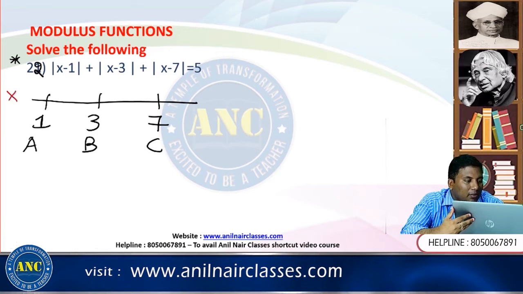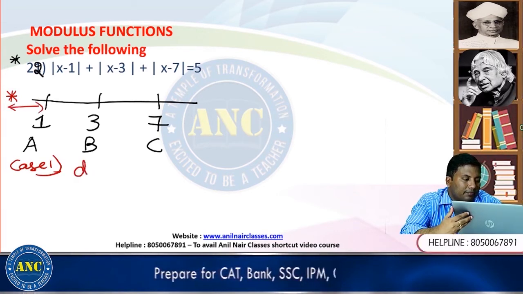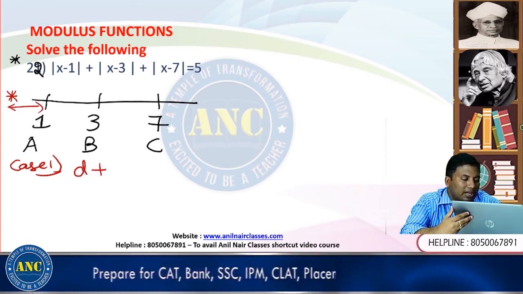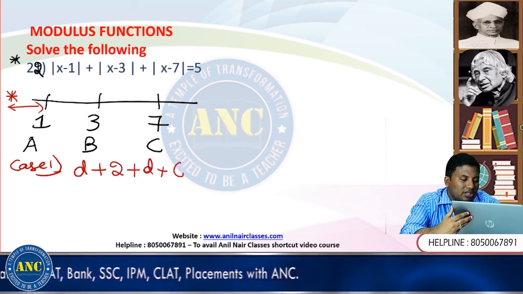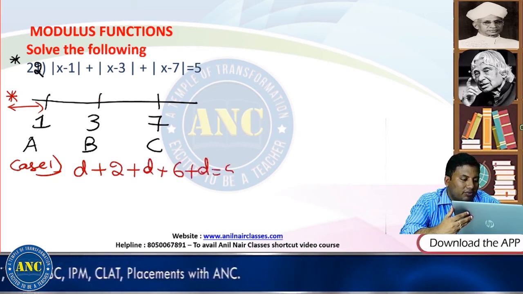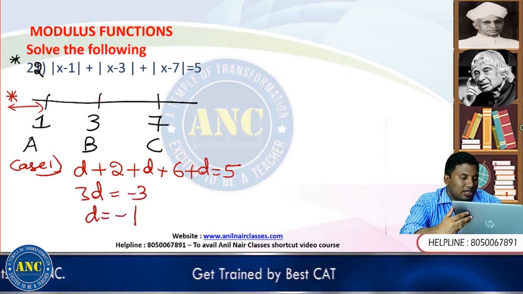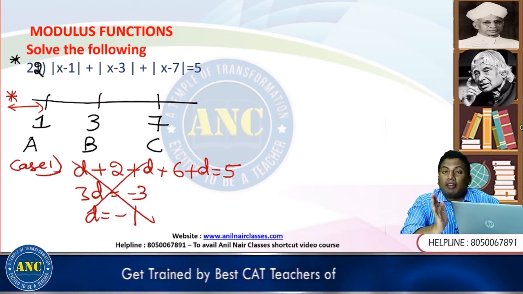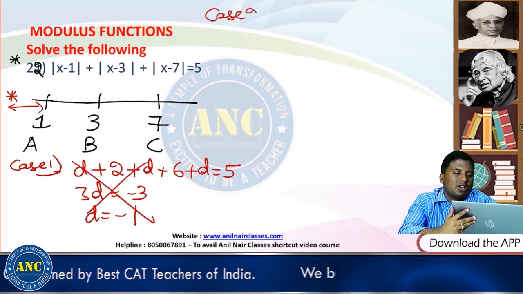If I take the point to the left of 1, case 1, from here to here it is D. From here to here it is 2 plus D. From here to here 6 plus D, equivalent to 5. So 3D plus 8 equals 5, D equals minus 1. Distance cannot be negative. Left of 1 it is not possible. Just by visualization you will get the answer.